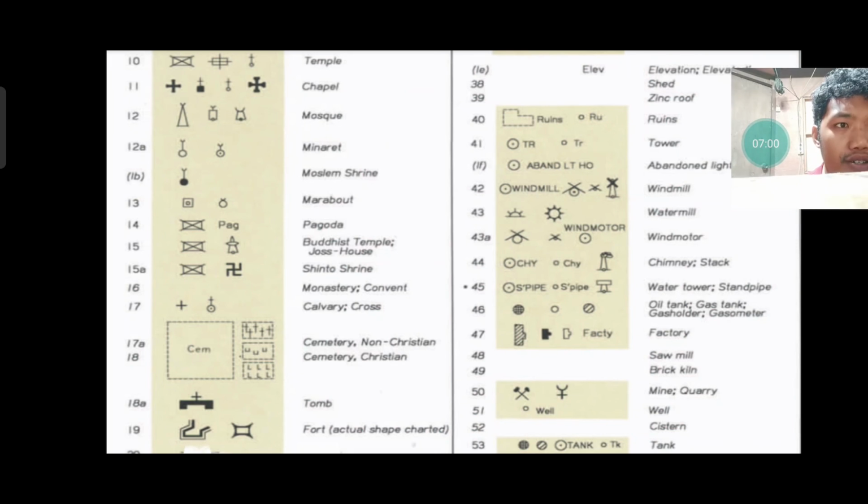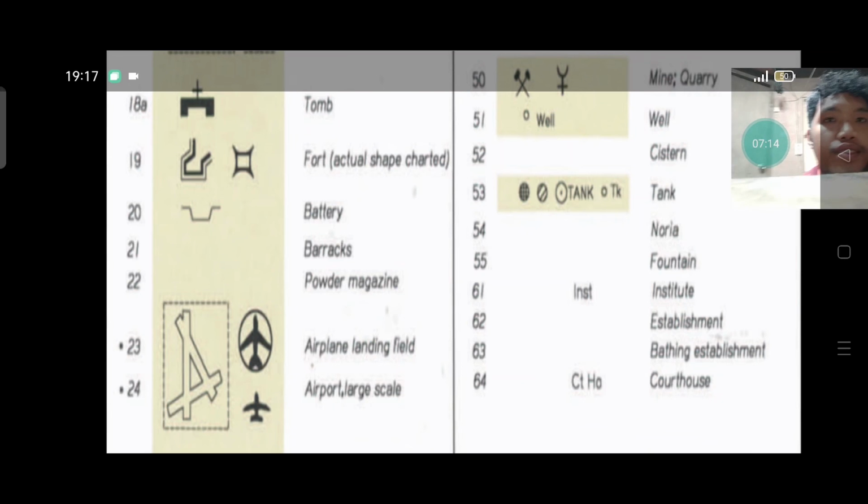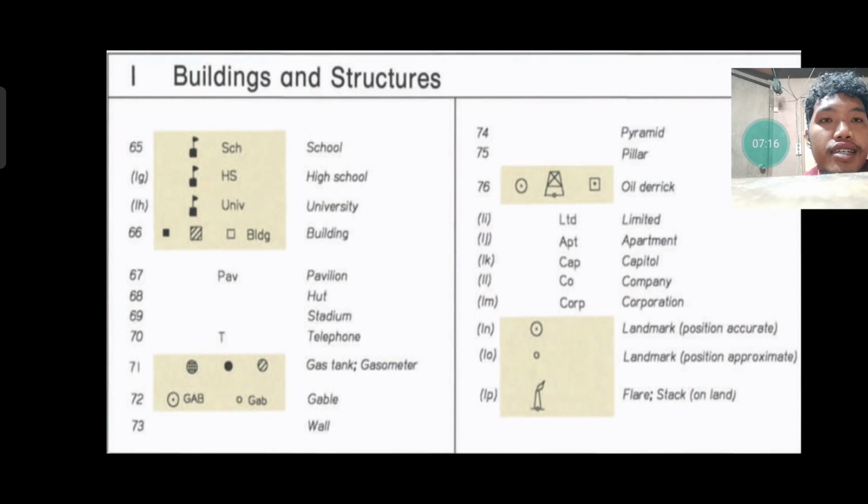The next is the mine or quarry, which has the symbol of two hammers across. Next is the cistern, and the last is the tank. Next, this one is for the school, whose abbreviation is SCH. Next is for the high school, which has HS. The university is UNIV, and the building, the pavilion, is abbreviated as PAV. The next is a hut, stadium, and telephone.